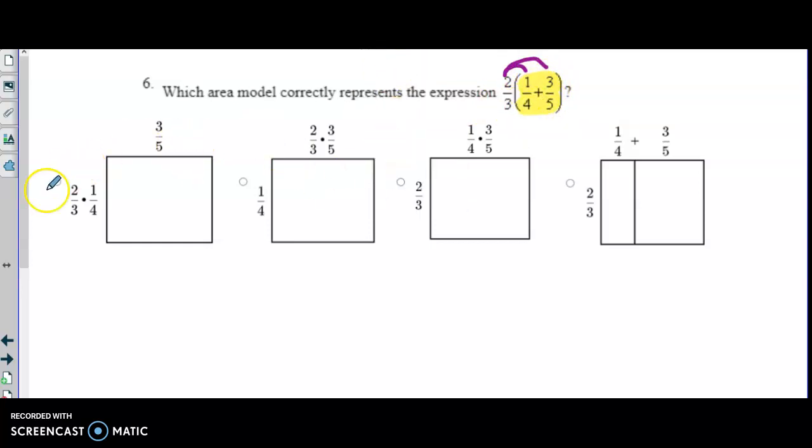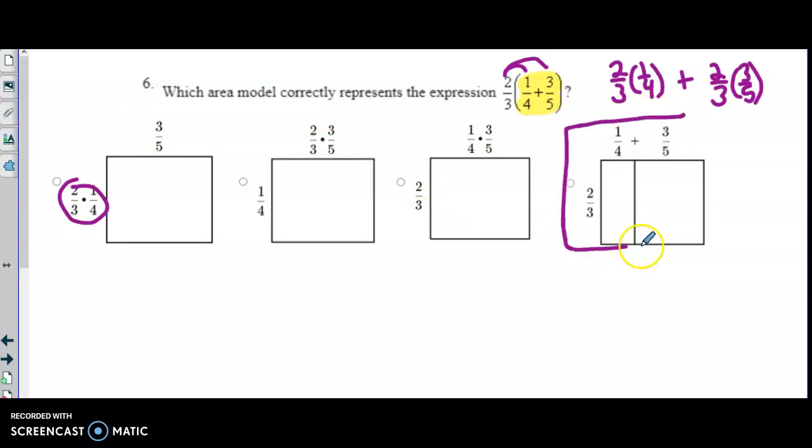Even if you don't understand area models at all, you could look at this and wonder what is happening. The only way that this works is either if you distribute and say 2/3 times 1/4 plus 2/3 times 3/5, or you go ahead and add the fractions and then multiply. But on each of these, you're not distributing correctly. The only thing that works here is this one, because we're adding the 1/4 plus 3/5, and then we're going to multiply it by the 2/3.